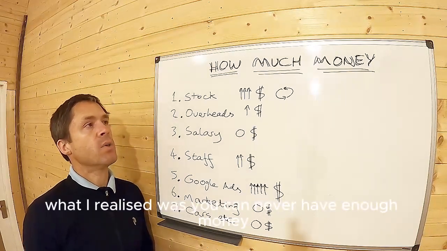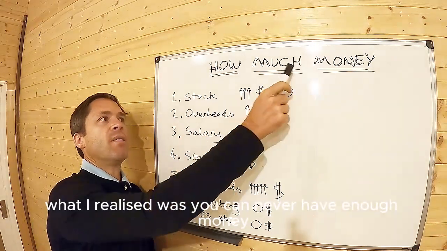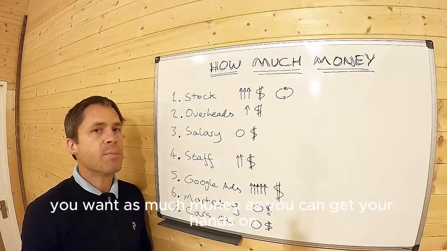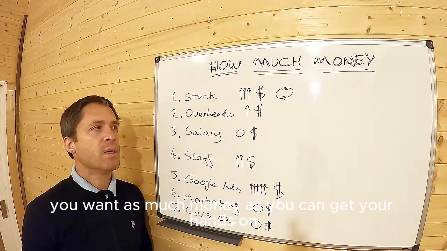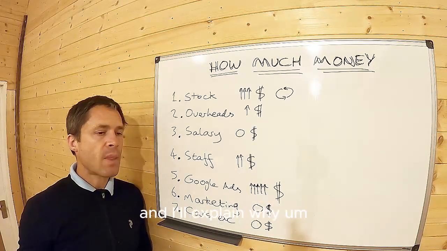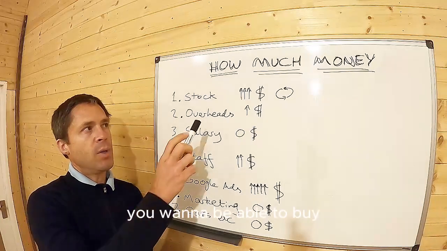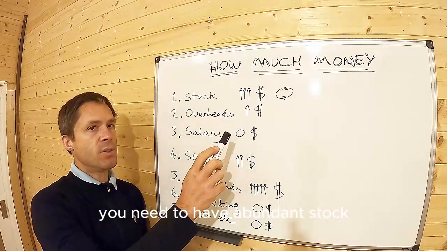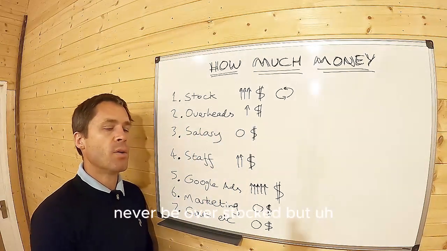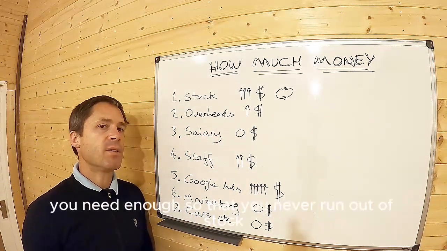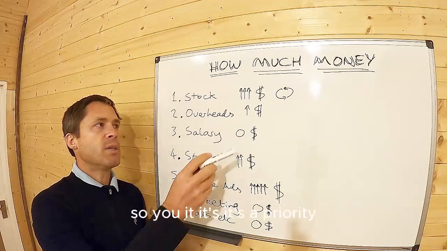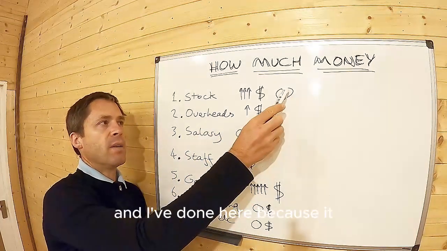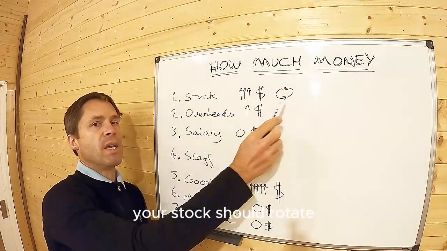What I realized was you can never have enough money. You want as much money as you can get your hands on, and I'll explain why. You need to have abundant stock. Never be overstocked, but you need enough so that you never run out of stock. So it's a priority. That's why I've given it 3 arrows. And I've done this here because your stock should rotate.